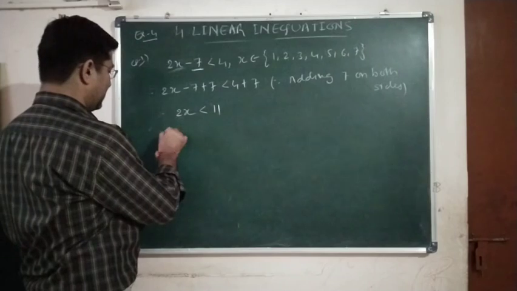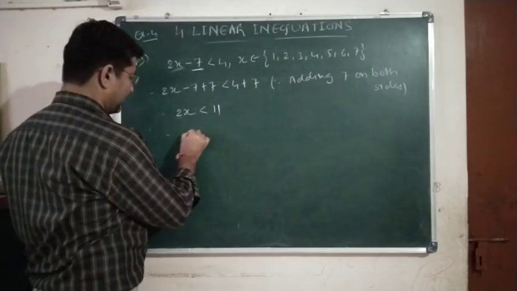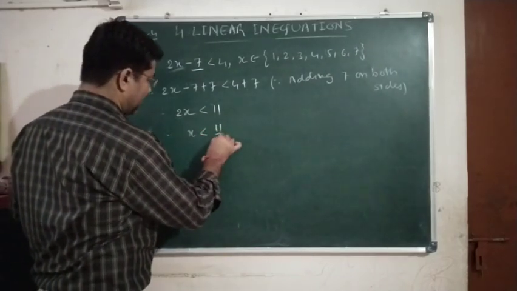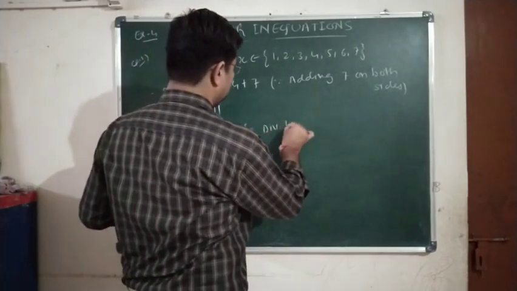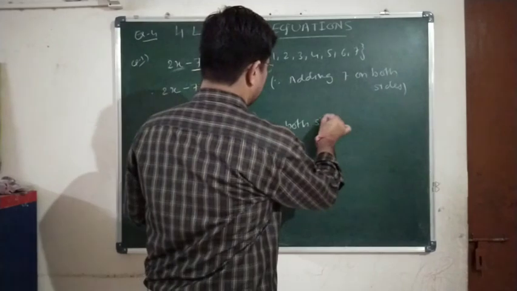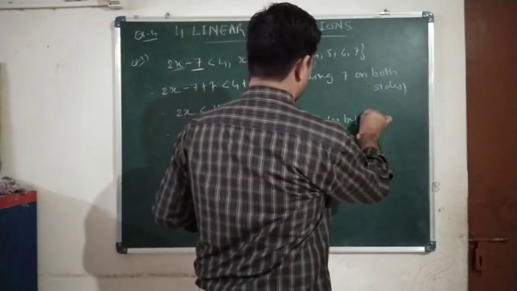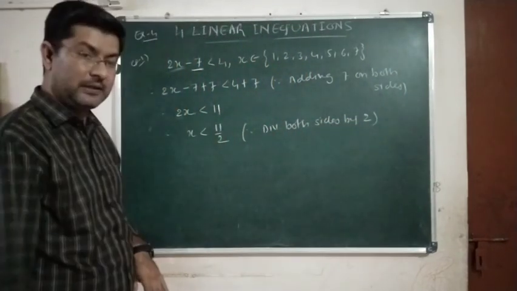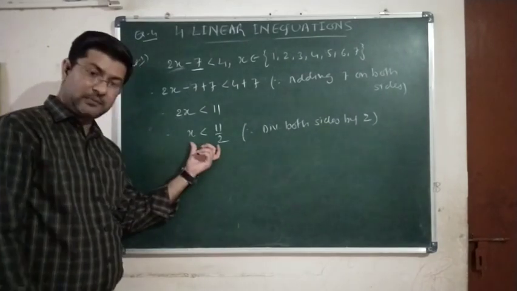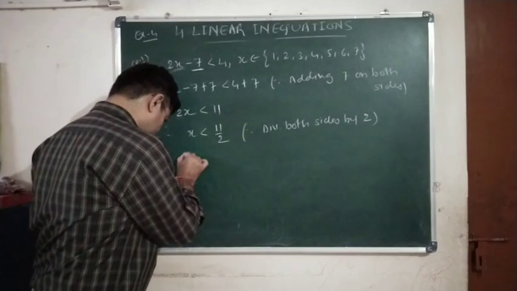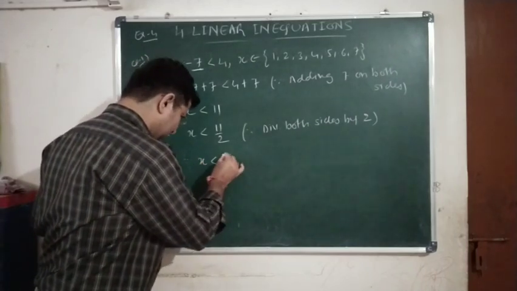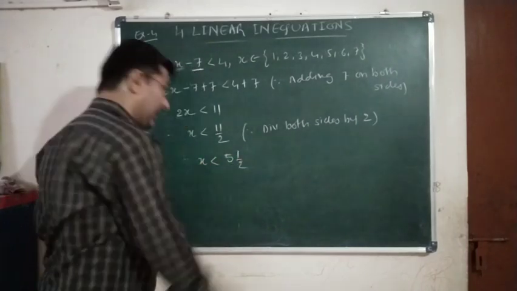So let us divide by 2. So 2x upon 2, that is x, less than 11 upon 2, since dividing both sides by 2. Clear? So now we have got the simplified inequality. X is less than 11 by 2, that is x is less than 5 and half.